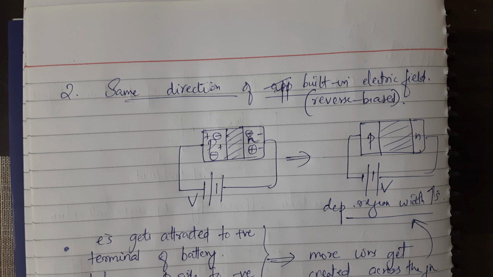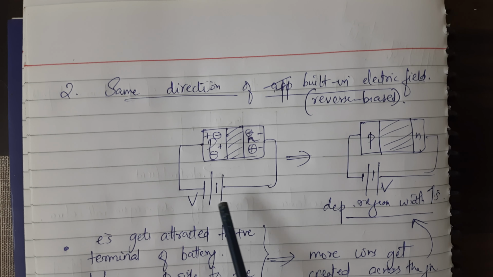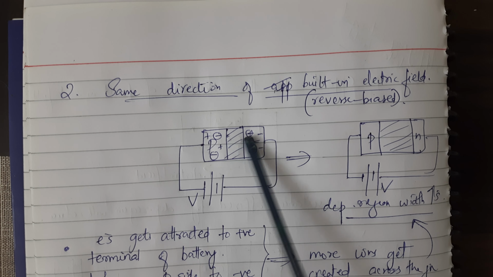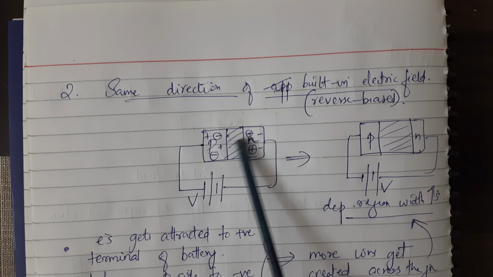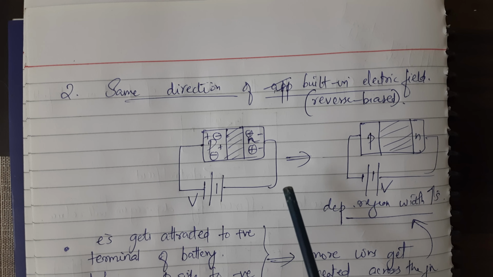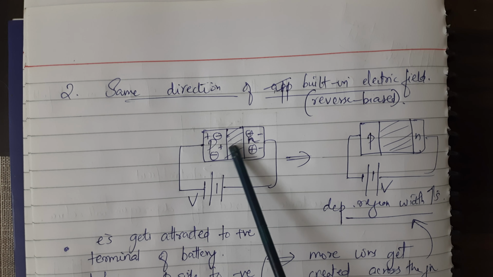Now the second case, we are applying an electric field. So we are applying an external voltage in the direction of the built-in electric field. So that is the reverse bias condition actually. So the p type will be connected to the negative terminal, and the n type to the positive terminal of the battery. So as we increase this voltage, the width of the depletion region will increase, because it is in the same direction as the built-in electric field.